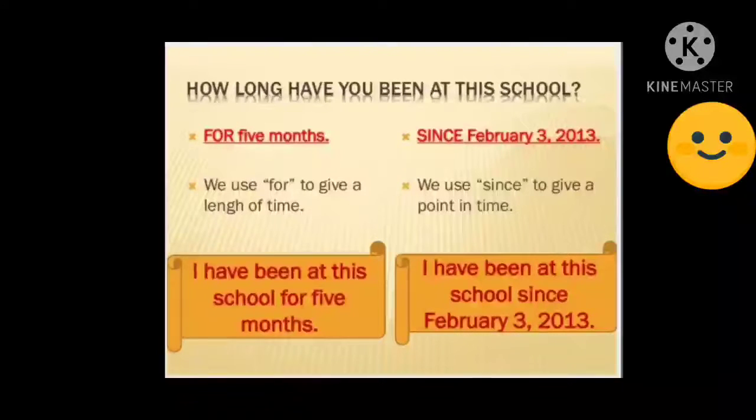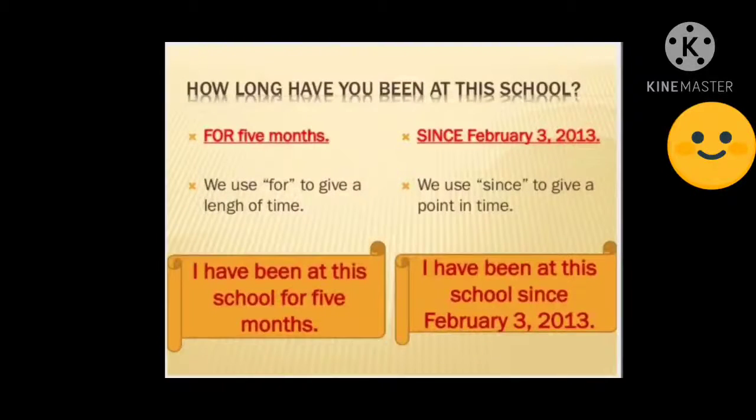See, how long have you been at the school? For 5 months, since February 3rd, 2013. In the first instance, for 5 months, that means the particular time period is given. So we use for to give a length of time, that means the duration or the period of time. Next, we use since to give a point of time.